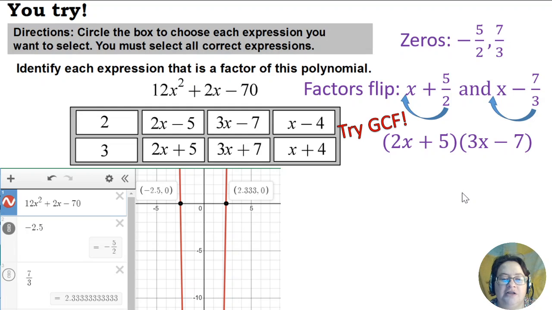So we're going to try our GCF. When we do that, we find 2 gives us a perfect match. And we can also look and see 2 goes into 12, 2 goes into 2, and 2 goes into 70. 3, if we had tried that, does go into 12, but 3 does not go into 2, so that can't be our answer. So that's a good shortcut to not have to try both, unless you want to. So my answers are 2, 2x plus 5, and 3x minus 7.